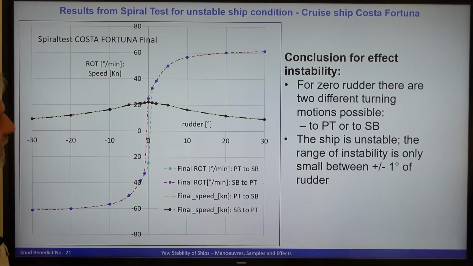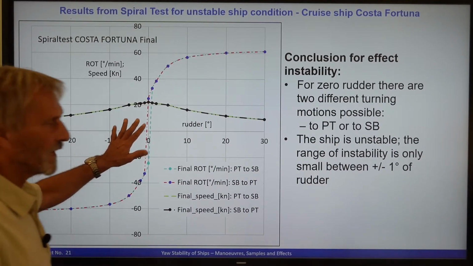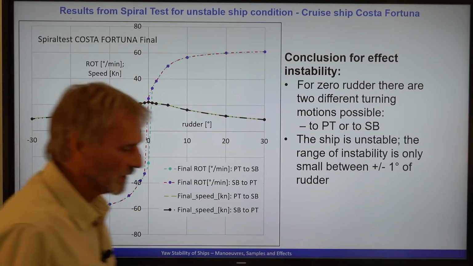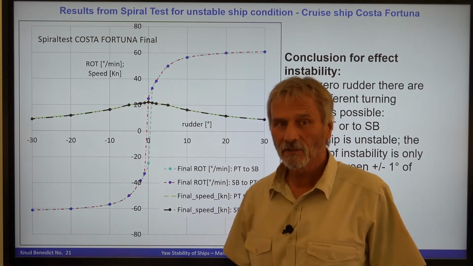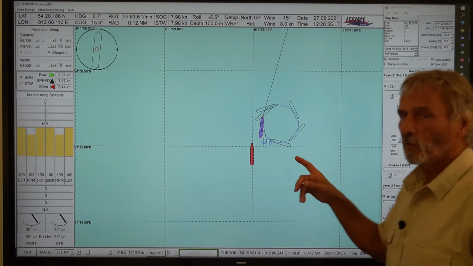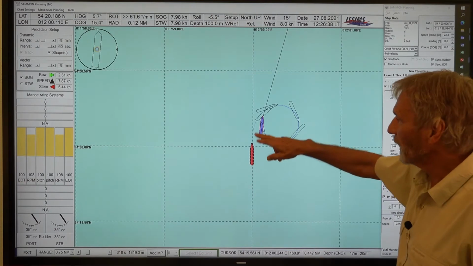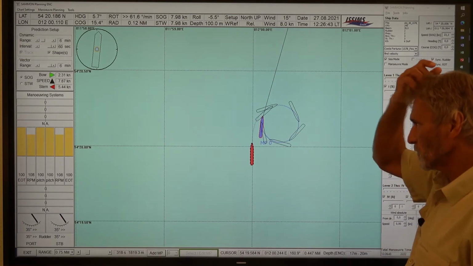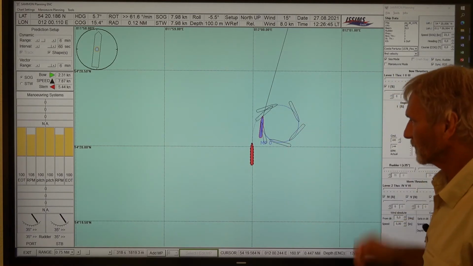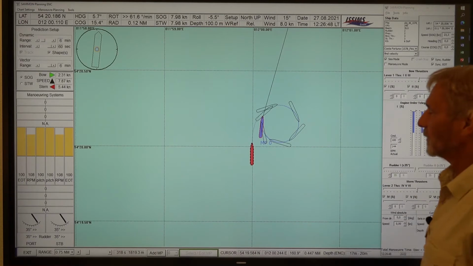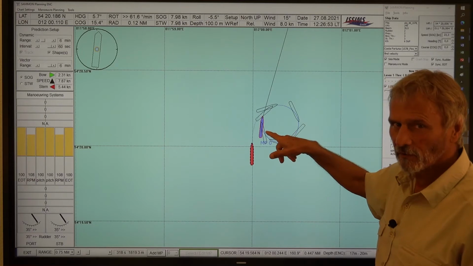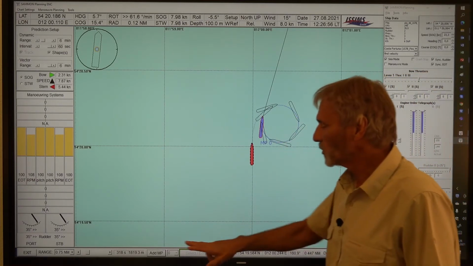Okay, so the next ship is the Costa Fortuna. These are already the results, but I will show the most important thing if you go to regions where the rudder angle is very small. So we have here the Costa Fortuna running in a turning circle, and I already moved the ship up to this position. So after one circle, we are here. So normally we would, in our place, measure the rate of turn and the speed here, and then we would change the rudder.